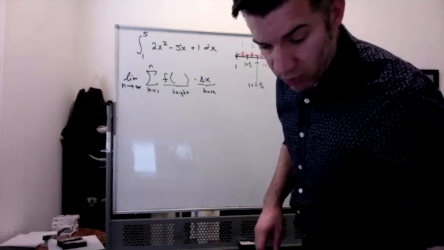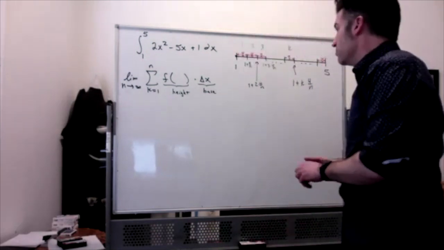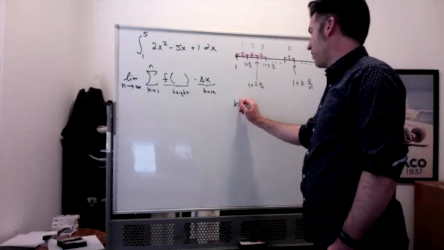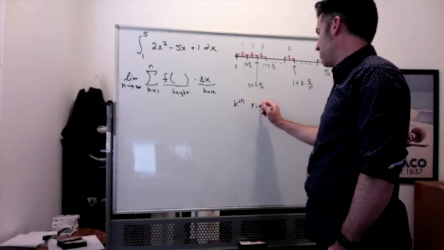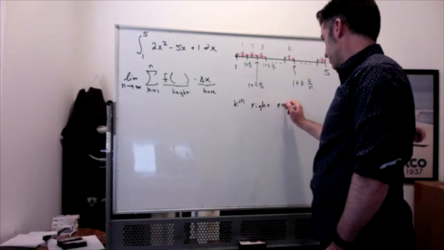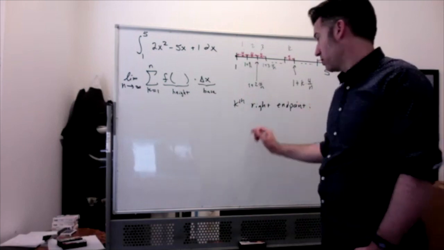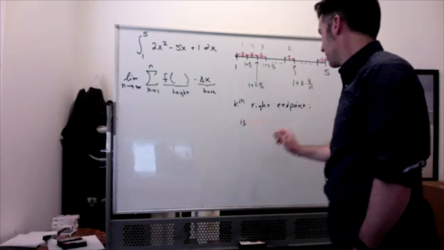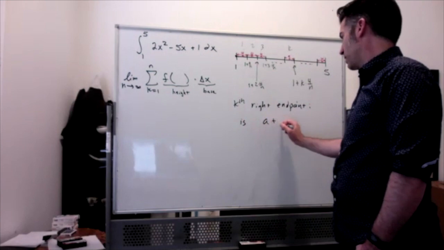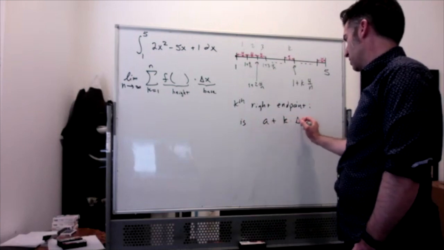Or more generally, the kth right endpoint is always given by the formula a plus k times delta x.